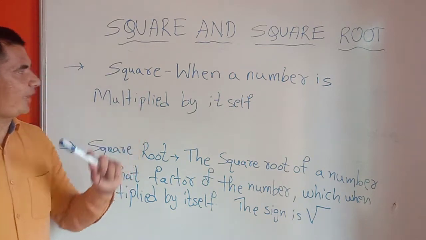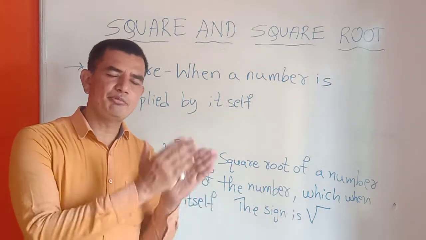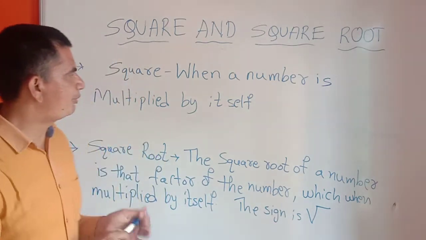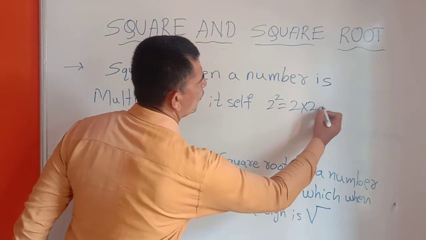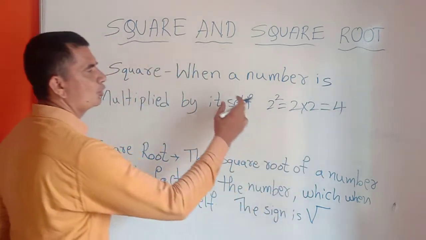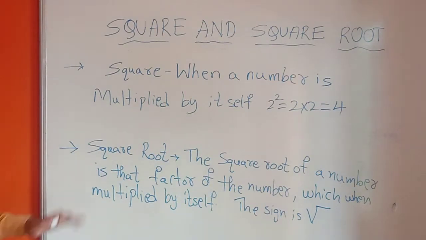First one, square. When a number is multiplied by itself, means one number is multiplied by itself. For example, 2 square is equal to 2 into 2. So the answer is 4. So what is the square of 2? It's 4. So let's talk about the square root.